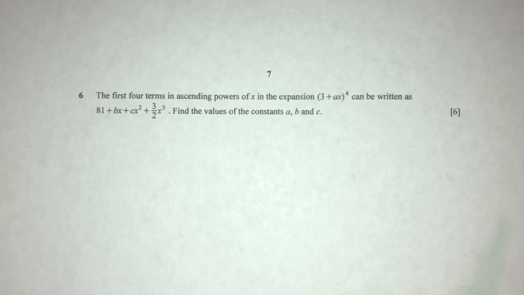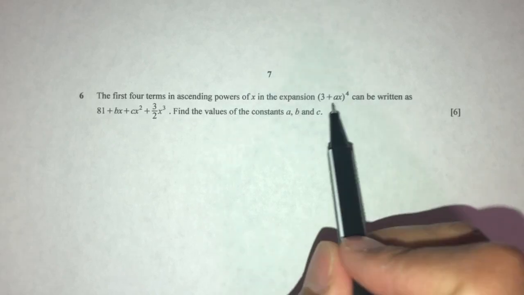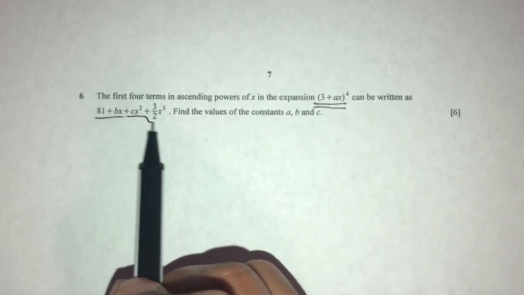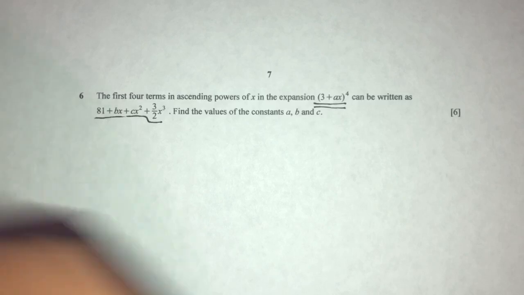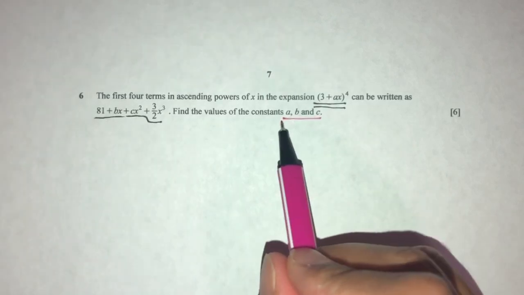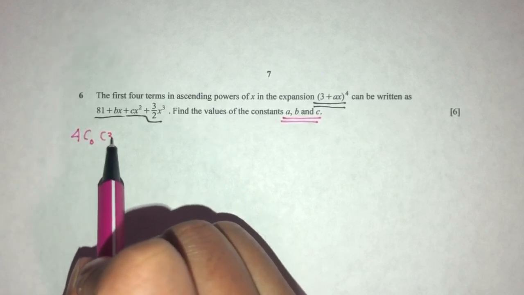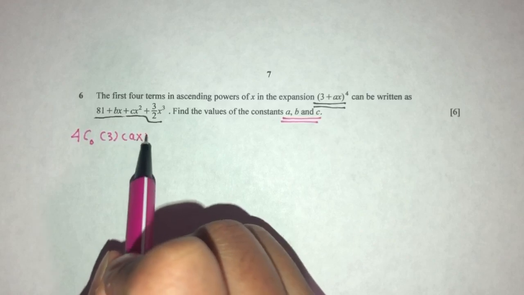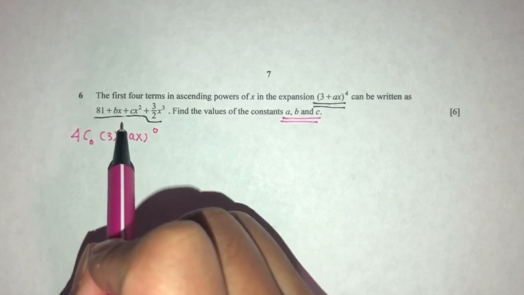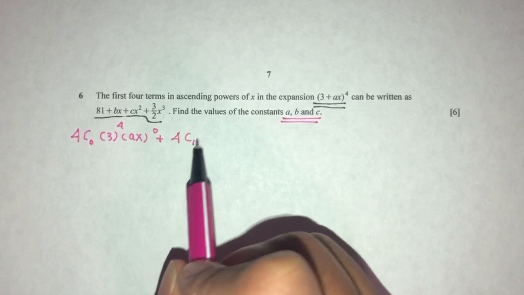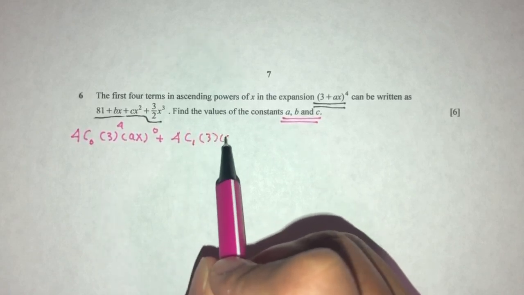Now let's move on to question number 6. So the first 4 terms in this expansion, so we have this expansion right here, can be written in this form. So by using this knowledge, let's find the values of a, b, and c. So let's first pretend to expand this. You have 4 choose 0, that'll be 3, and ax. That'll be 0 here, that should become the value of 4 here. Plus 4 choose 1 here, 3, and ax.